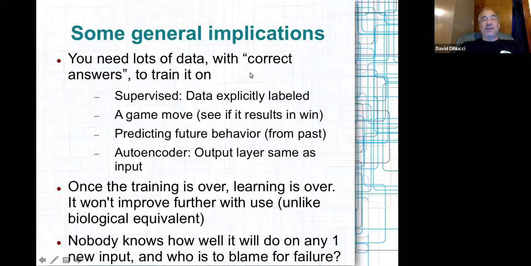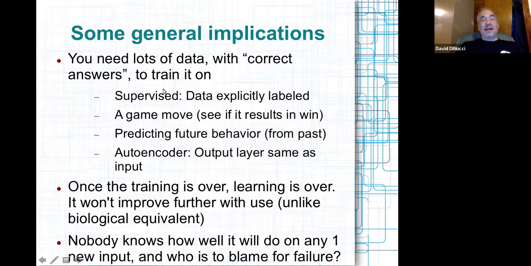Okay. So what are some general implications of all this? Well, first of all, in order to train one of these networks, you need lots of data, and you need to not only have data to feed in on the input, you need to know what the right answer is on the output. So where are you going to get all that data?